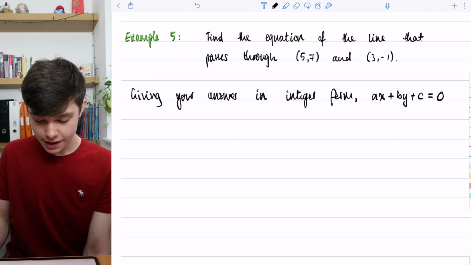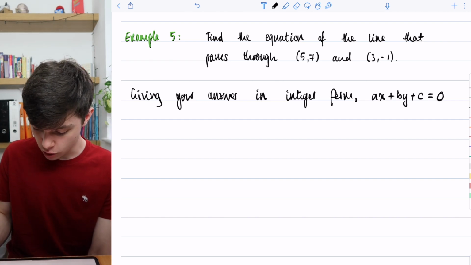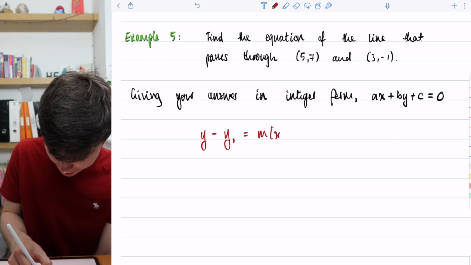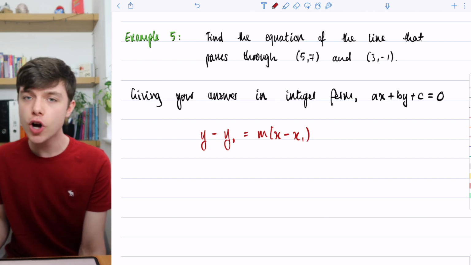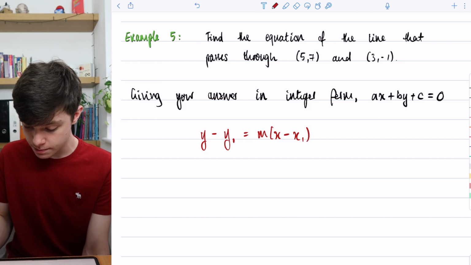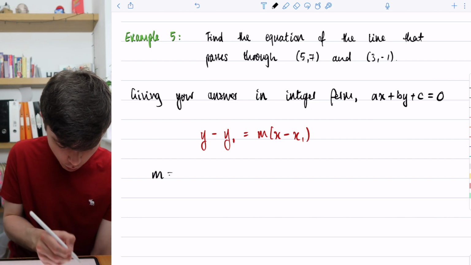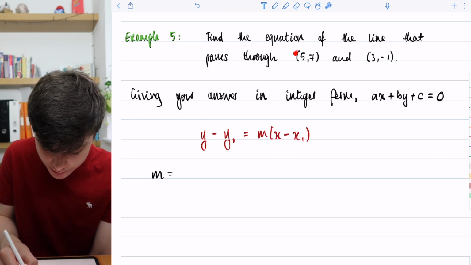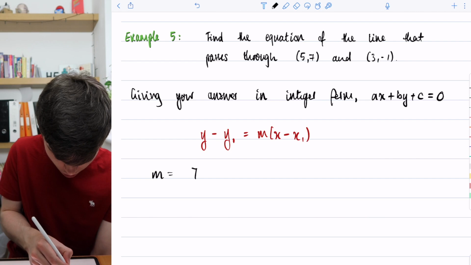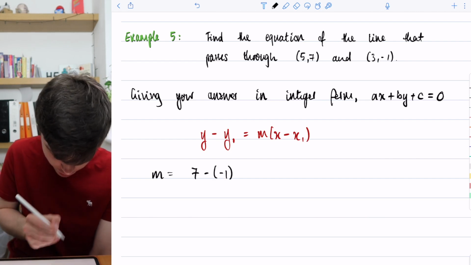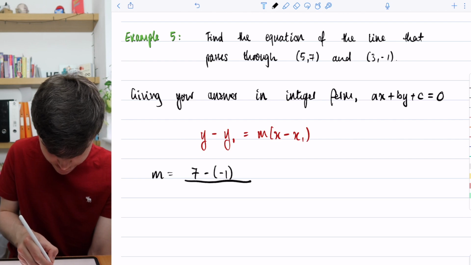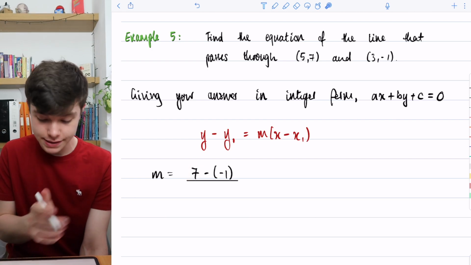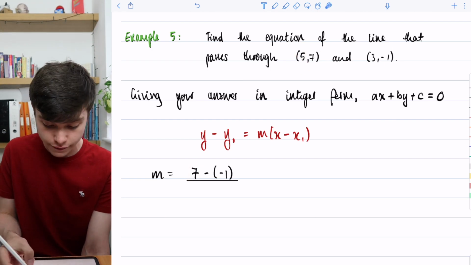Okay, hopefully you've paused and hopefully you managed to get it in integer form. So we're going to have y minus y1 is equal to m times x minus x1. Here we've got 2 points and we don't know the gradient between them. So first of all, let's work out what m is. It's going to be the change in y, so let's start with this point, okay? Starting with this point, change in y, 7 minus the other y coordinate, minus 1, divided by, again, we're going to start with this point because they need to kind of match up. We started with this point for the y's, so let's start with this point for the x.